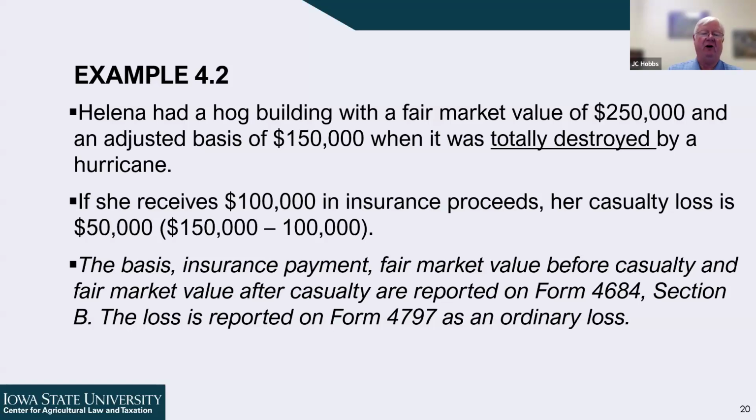She doesn't get to claim the whole 150 because she got some insurance money to help mitigate that loss. So her casualty loss is $50,000. Now, in parentheses, there's the basis, insurance payment, fair market value. Those are all reported. And again, that's for the benefit of your tax preparer.